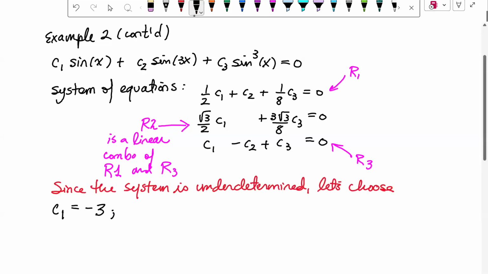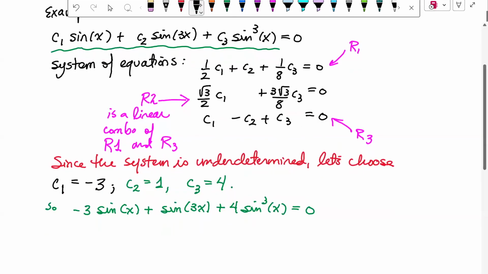If we choose C1 equals -3, this immediately sets what C2 and C3 have to be. C2 is going to have to be 1, and C3 is going to have to be 4. When I plug those back into my constraint equation, what that gives me is the following. We could have picked other points x to get to this same conclusion, but the key is that we have shown that these three functions are linearly dependent.